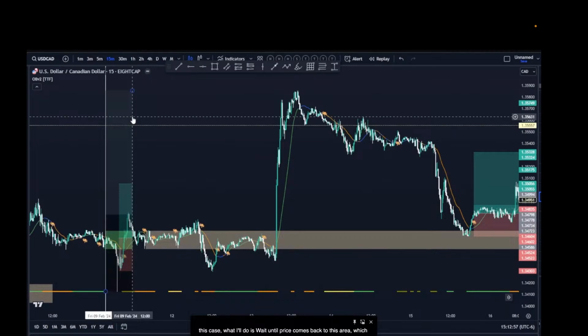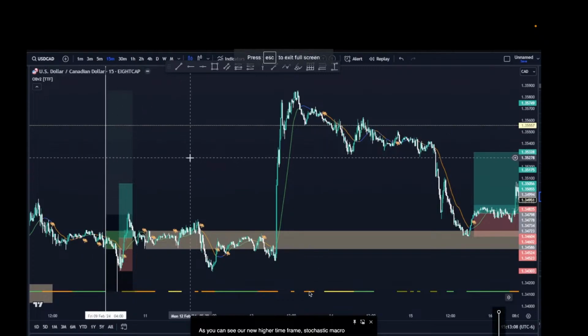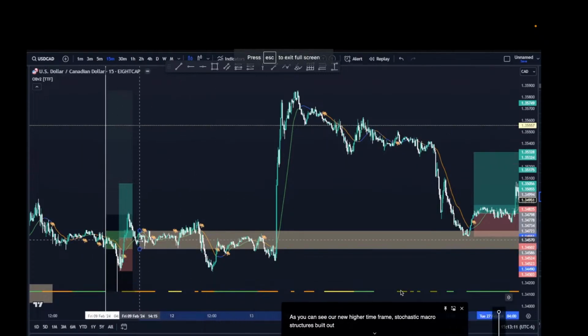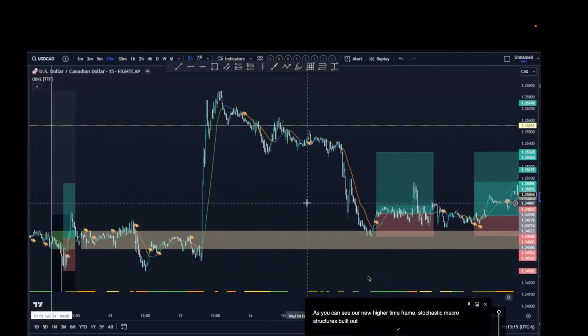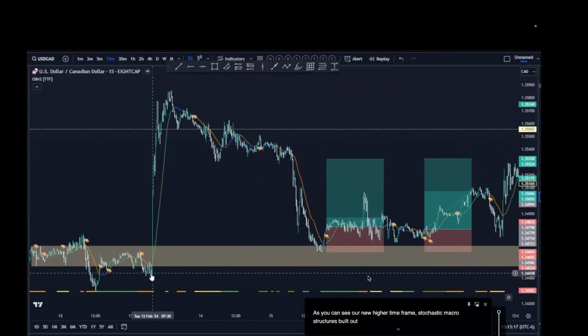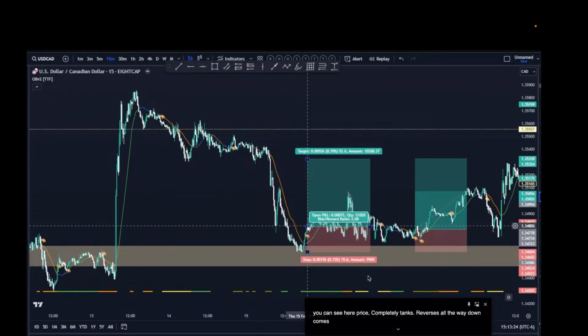So coming to the 15-minute time frame on February 9th, as you could see, our new higher time frame stochastic macro structure is built out. I like to kind of just put the fibs to the side so like all the colors don't get in my way. But I extend out the zone where I'm looking for price to retest and reject. As you can see here, price completely tanks, reverses all the way down, comes here, basically grabs liquidity from here, and then we get our first potential entry where I'll put my stop loss here.